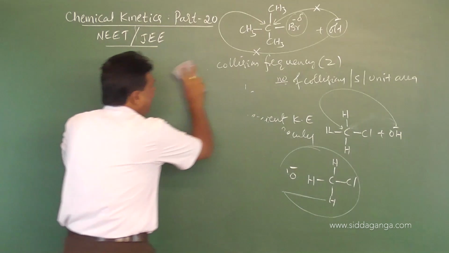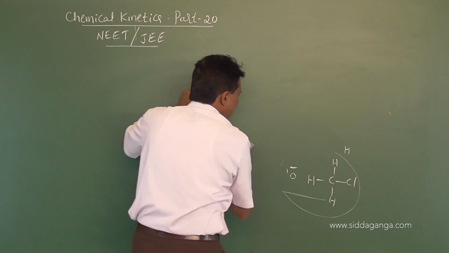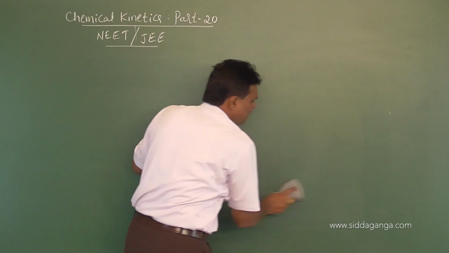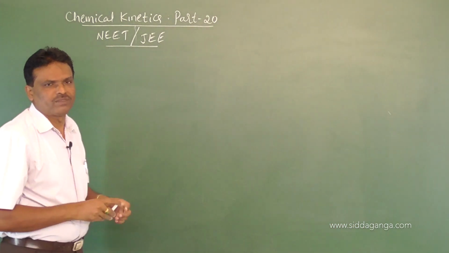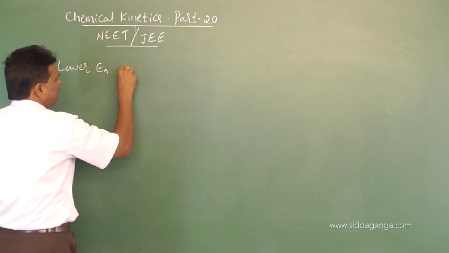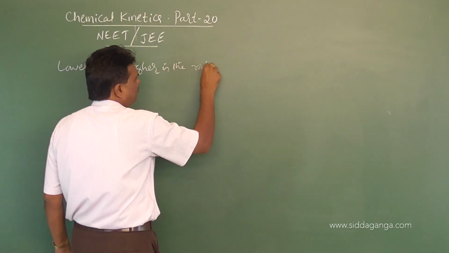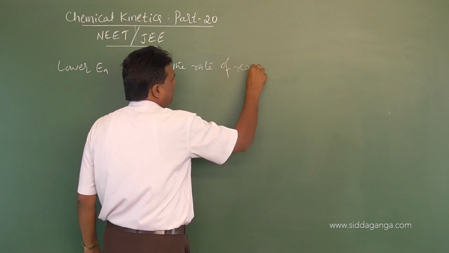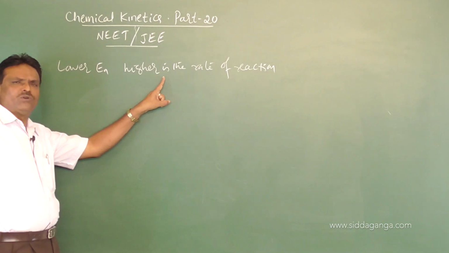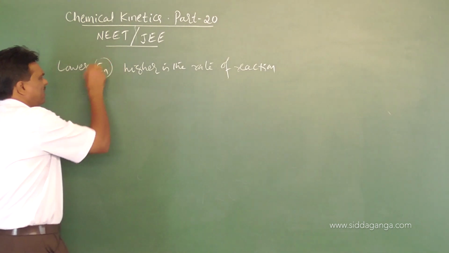Then, according to the Arrhenius theory, what is meant by activation energy? The lower the activation energy, the higher is the rate of reaction. Lower activation energy leads to a higher rate of reaction. So what is meant by an activation energy?